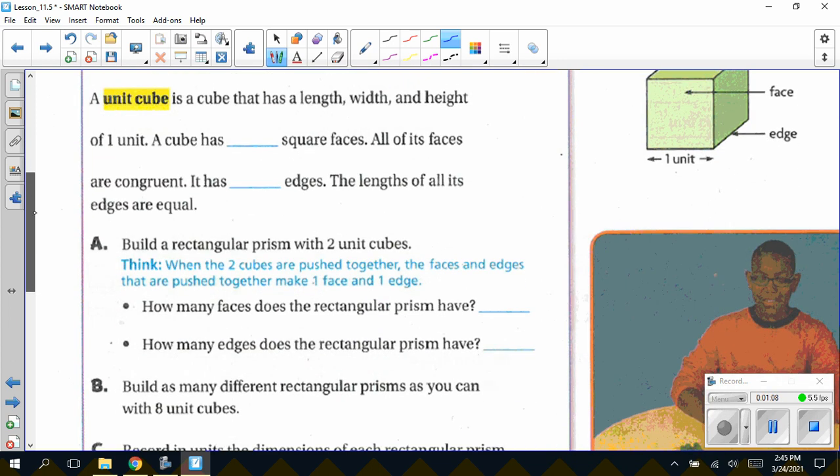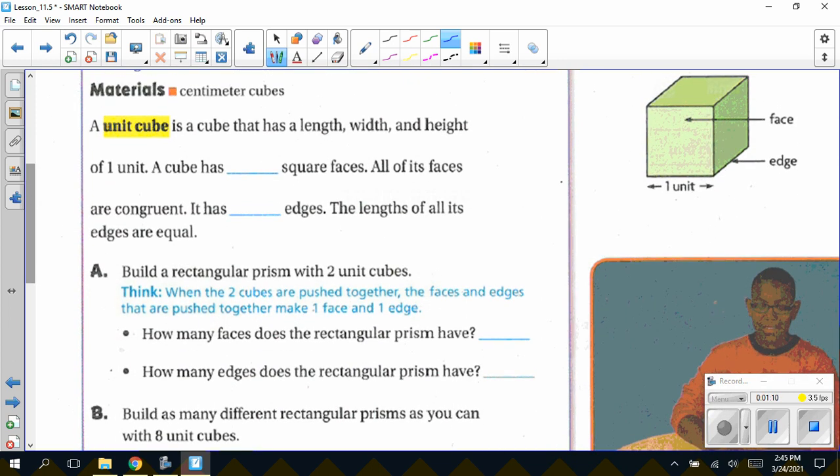So in order to understand how to solve this, we need to make sure we understand what a unit cube is. A unit cube is a cube that has a length, a width, and a height of 1 unit. So we have a length of 1, a width of 1, and a height of 1. The length is how far across it goes, the width is how far back it goes, and the height is how tall it is. So our unit cube is always a 1 by 1 by 1.